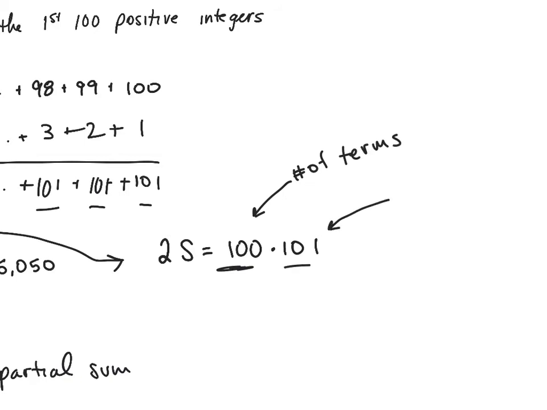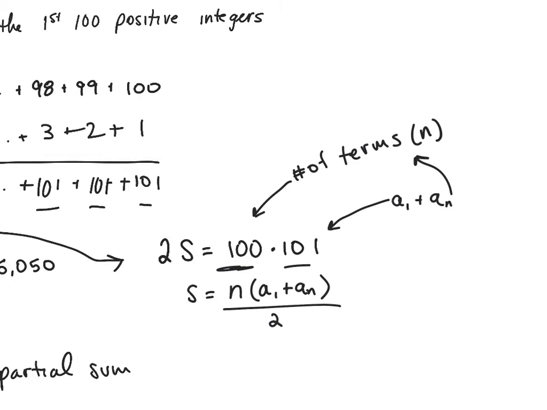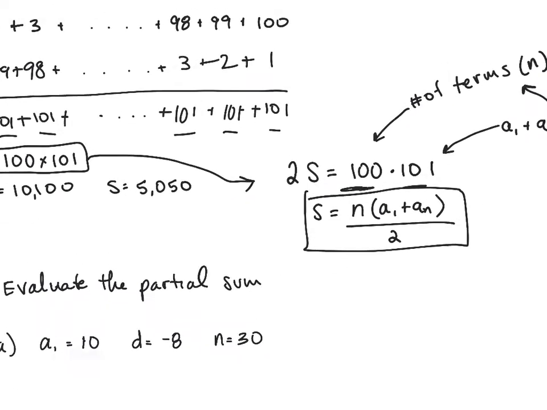This value here, remember, was the first term plus the last term, a sub n, where n is the number of terms being added. So I'm going to say number of terms n, and then all we got to do is divide it by 2. So s is equal to the number of terms being added multiplied by the sum of the first term plus the last term, all divided by 2. And that is our formula created by a young 11-year-old schoolboy for the partial sum of an arithmetic sequence.